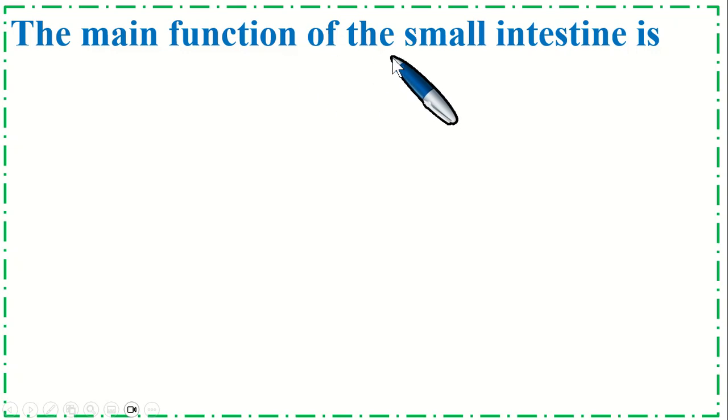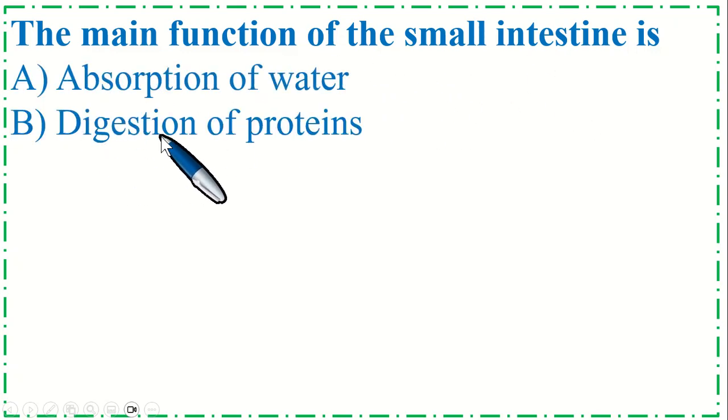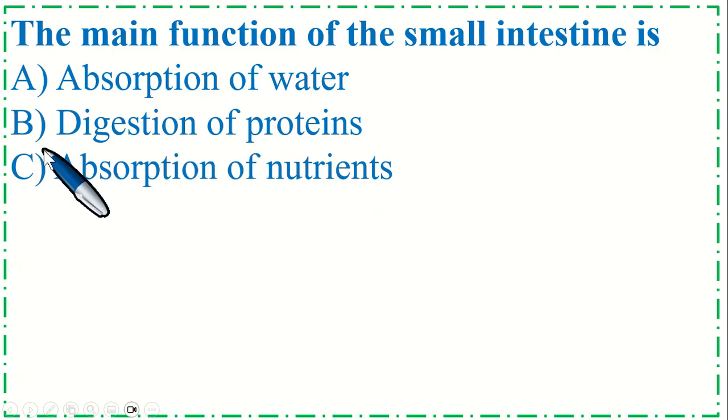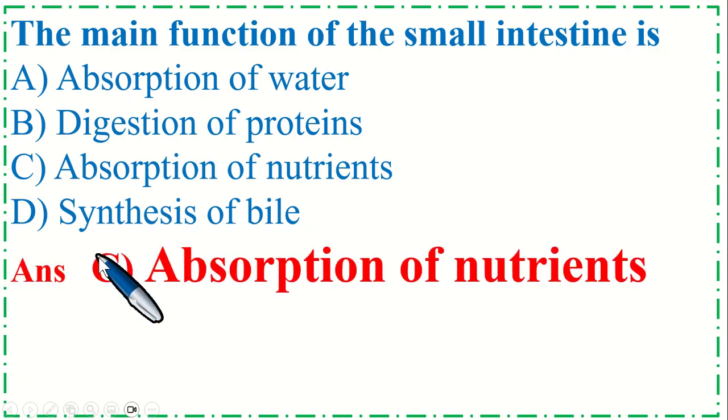The main function of the small intestine is option A, absorption of water. B, digestion of proteins. C, absorption of nutrients. And option D, synthesis of bile. So the correct option is C, absorption of nutrients.